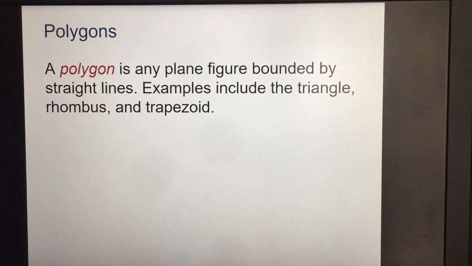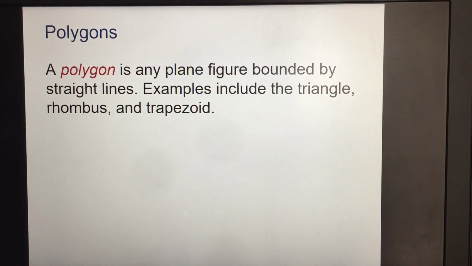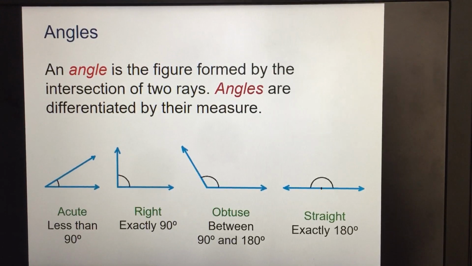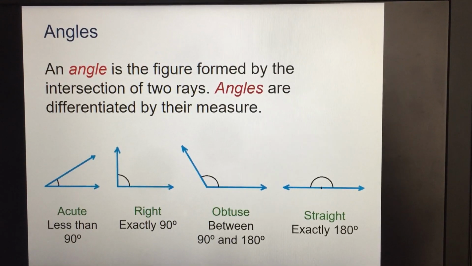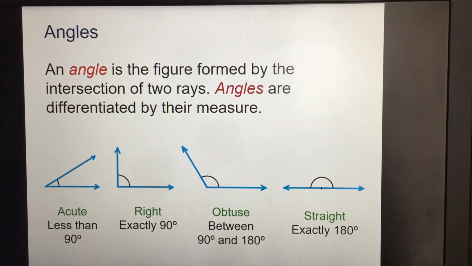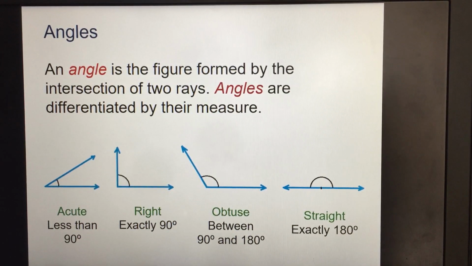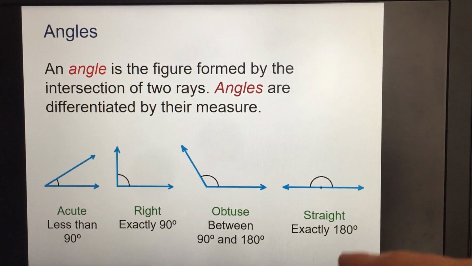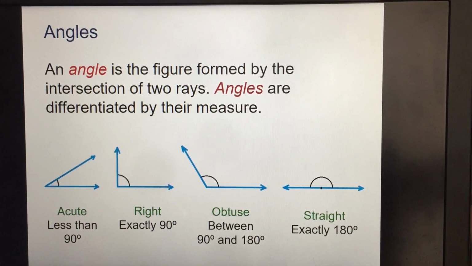A polygon is any plane figure bounded by straight lines. Examples could include a triangle, rhombus, or trapezoid. All three of these would be examples of that. And then your triangles and your trapezoids and rhombus are all based off of different angles. You have acute angles, which are less than 90 degrees. You have a right angle, which is exactly 90 degrees. You have obtuse angles, which are between 90 and 180, and you have straight angles, which are exactly 180 and create a straight line.